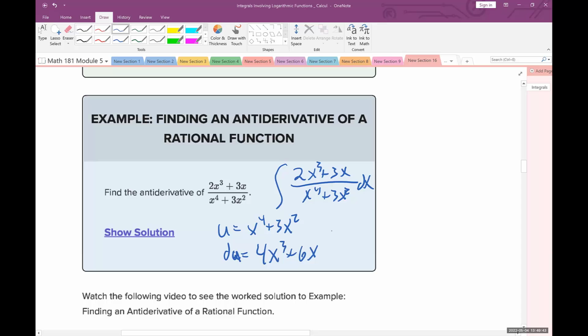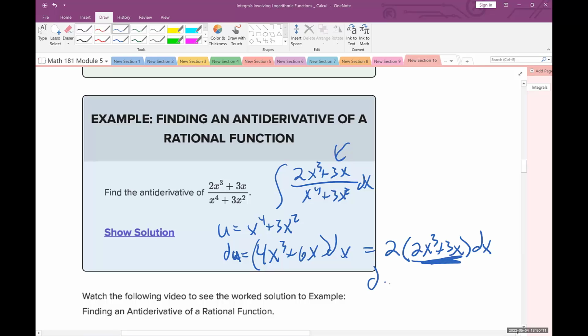Now, can I factor something out of this 4x cubed plus 6x to make it look like 2x cubed plus 3x? So you have a 2. I can say that this is equal to 2 times (2x cubed plus 3x). Now this matches what I have here. So now I feel a lot better about this.